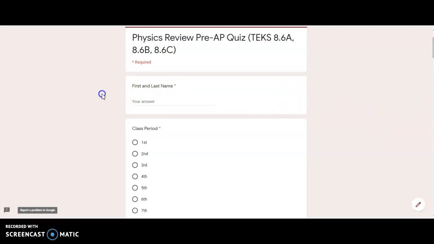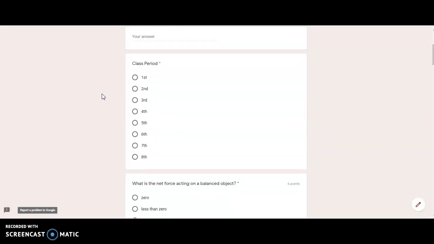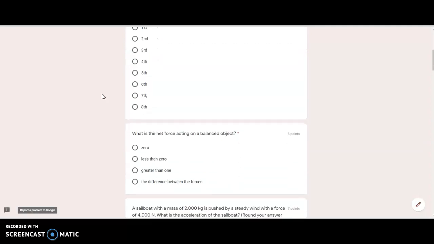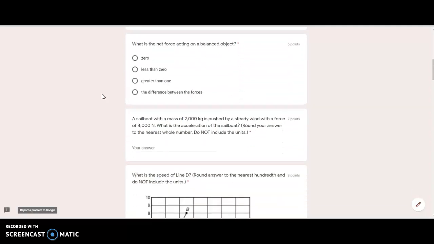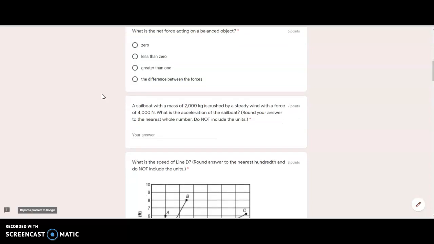As always, go ahead and put your first and last name. Insert the class period that you belong to. And here we go. For the pre-AP quiz, there are 15 questions. What is the net force acting on a balanced object? 0, less than 0, greater than 1, or the difference between the forces?